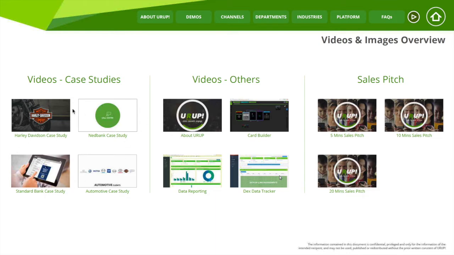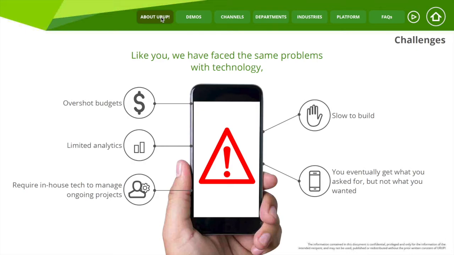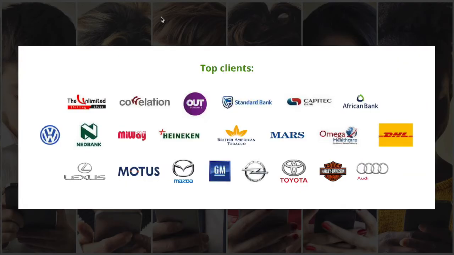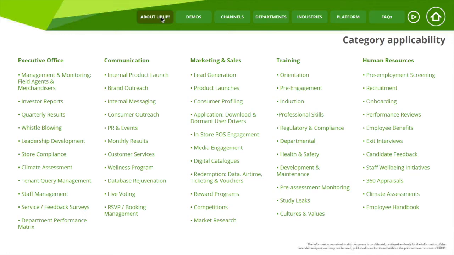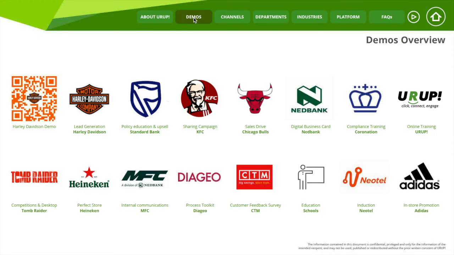You've got a range of different case studies available and a number of other videos spanning from about URUP to the card builder to data analytics and a range of ways that we can be used. There's an easy navigation screen at the top here. I can click on, let's say, about URUP and dive into the challenges that people face, all the way through to where we are operating, the type of clients that we are working with, and a real overview of what URUP can do. On the other side, I can click on things like demos, and here are a range of demos that are easily available.